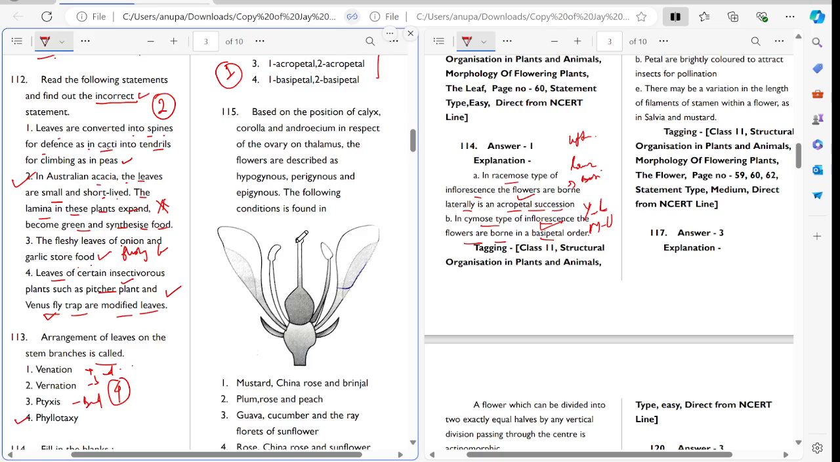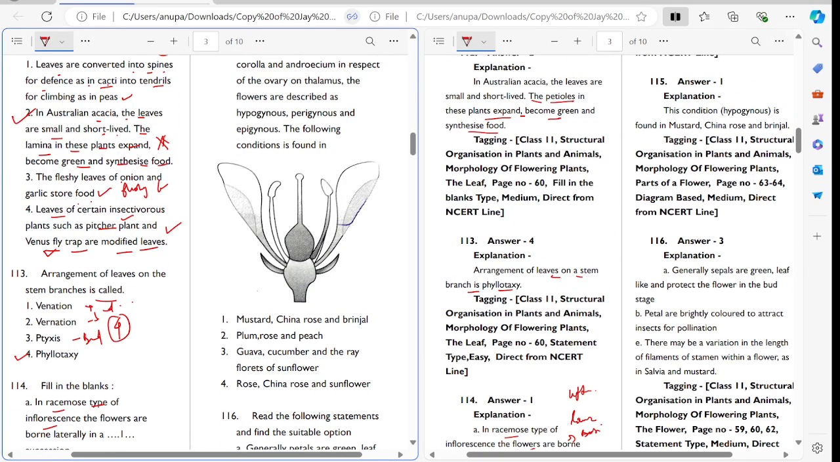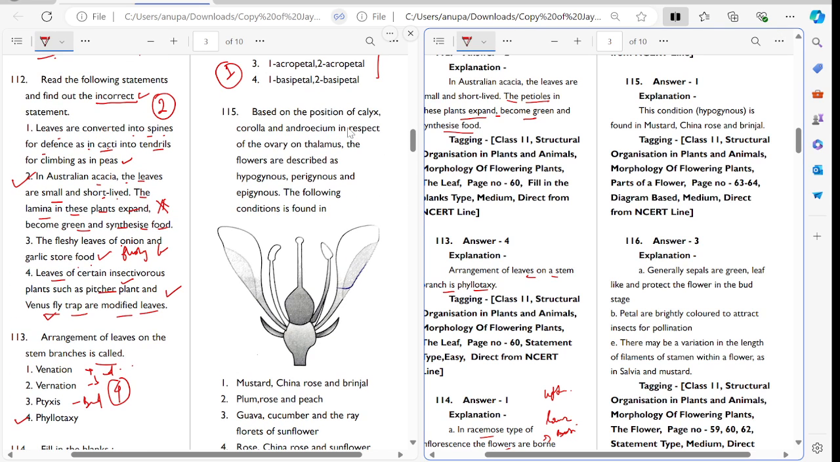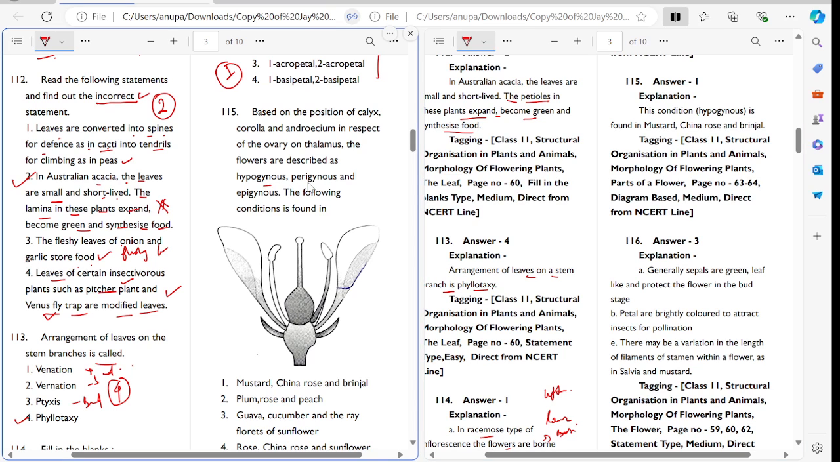Now let's move to the next question, that is question number 115. Question number 115 states that based on the position of calyx, corolla and androecium in respect of ovary on thalamus, the flowers are described as hypogynous, perigynous and epigynous. The following condition is above. Here, an image of a flower is given and we have to find what kind of condition this is and in which plants this type of gynoecium is found. Ovary on thalamus is found.